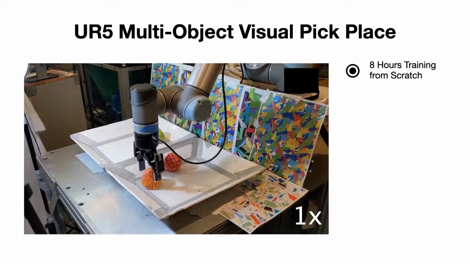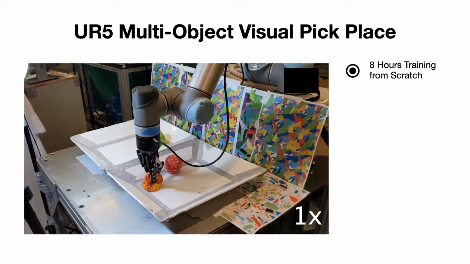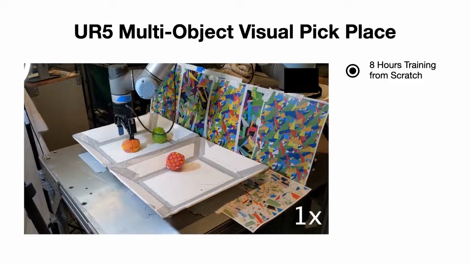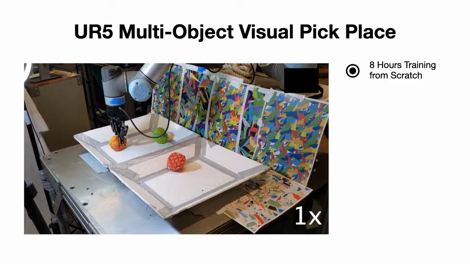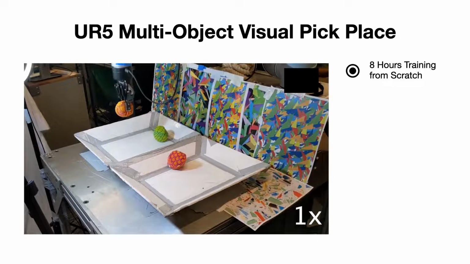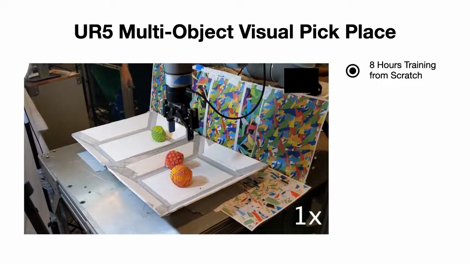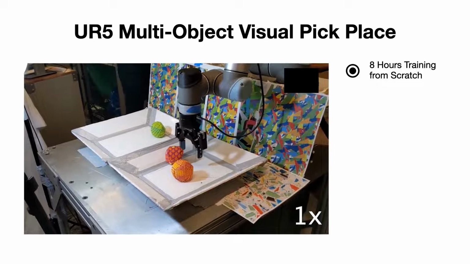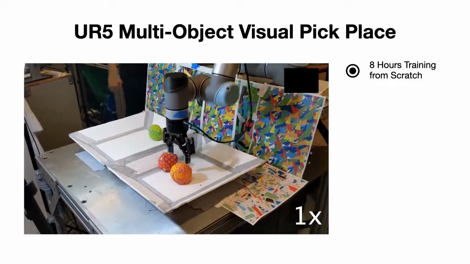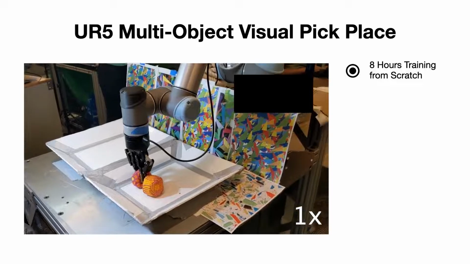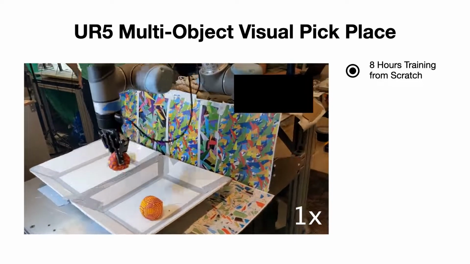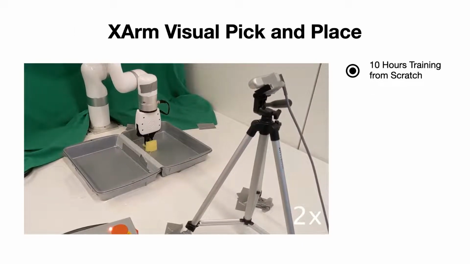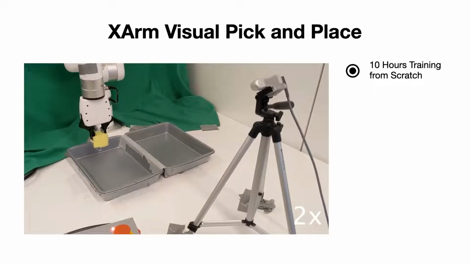We also learn visual pick-and-place policies on the UR5 robotic arm using sparse rewards. Here, the policy receives raw RGB images and pixel observations as inputs, and outputs the desired end effector movement in Cartesian space. The agent is given a small reward for grasping an object and a large reward for moving the object from one bin to another. We apply the same technique to the X-arm, a low-cost manipulator.